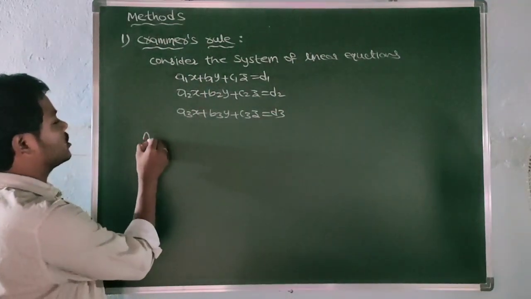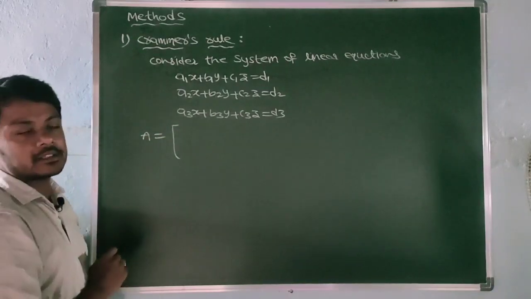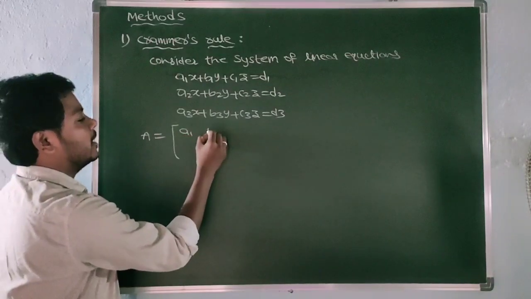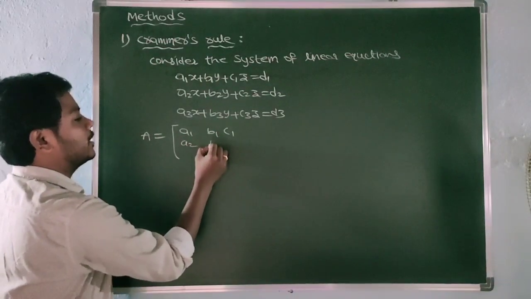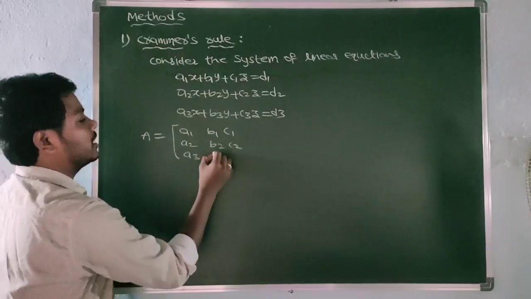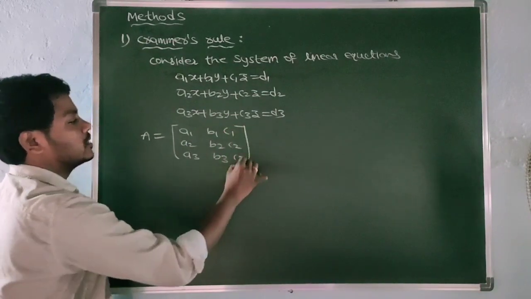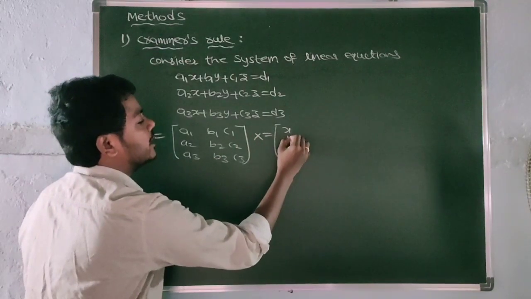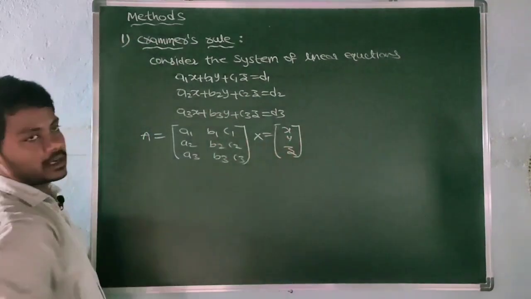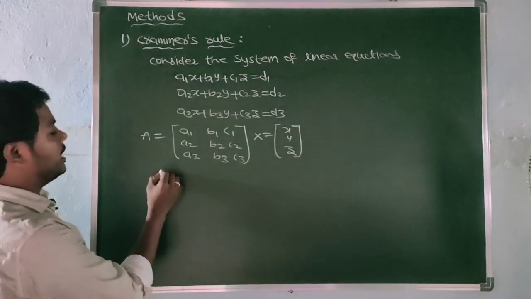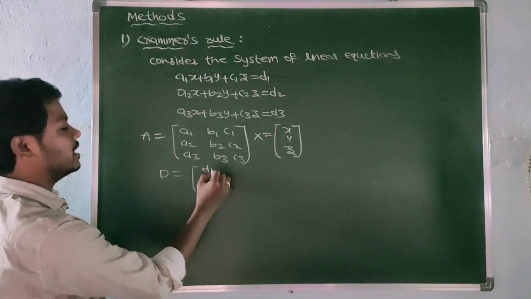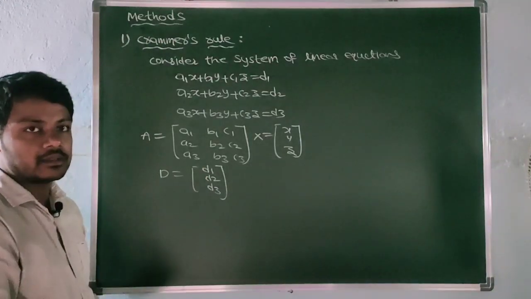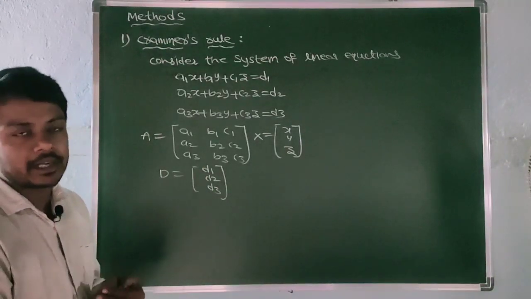Here A is the coefficient matrix. So that are the coefficients of x, y, z, that are a1, b1, c1, a2, b2, c2, a3, b3, c3. So this is the coefficient matrix and X, that is x, y, z. So this is the variable matrix. Okay. Next one D, that is constant, that are d1, d2, d3. So this is the constant matrix. Now AD is the augmented matrix.